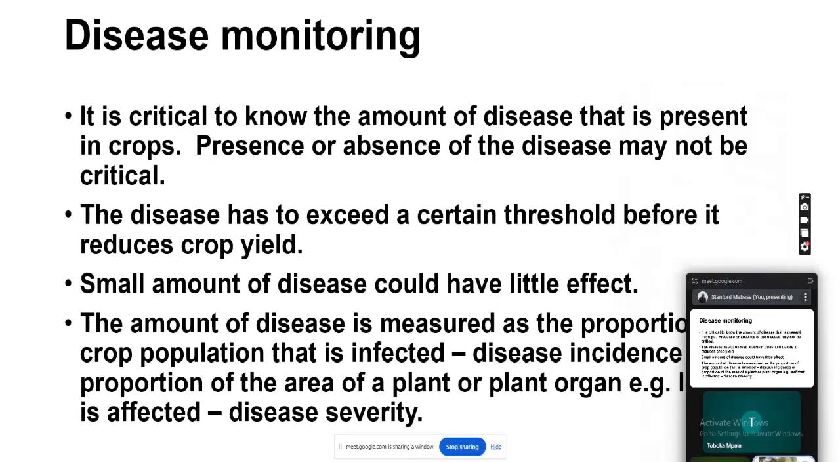Disease monitoring, just like insect pest monitoring, it is critical to know the amount of disease that is present in crops. Presence or absence of disease may not be critical. The disease has to exceed a certain threshold before it reduces crop yield. So there's a certain amount of disease which can threaten crop yields. A small amount of disease could have little effect.